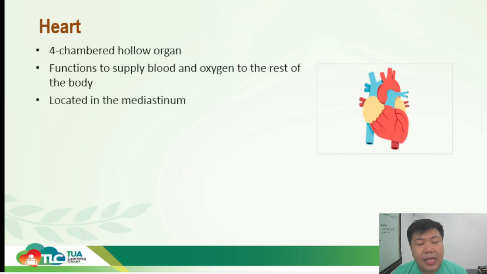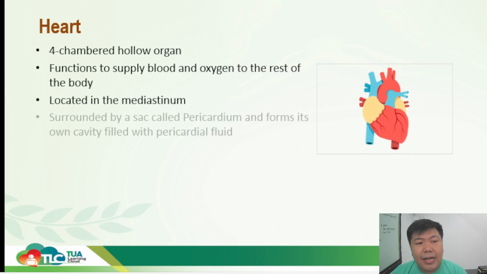The heart's location is also very specific. It's located in the mediastinum, which is the central cavity found in the entire thoracic cavity. And what's unique about the heart is that it is surrounded by a sac called the pericardium. Peri means outer. So it's an outer covering of the cardiac muscle or the cardium. That's why the name pericardium. And it forms its own cavity with a fluid called pericardial fluid.